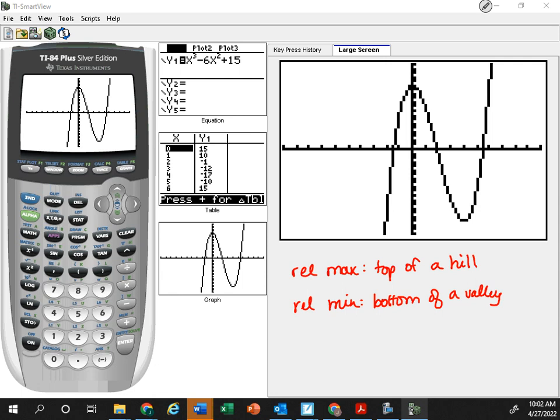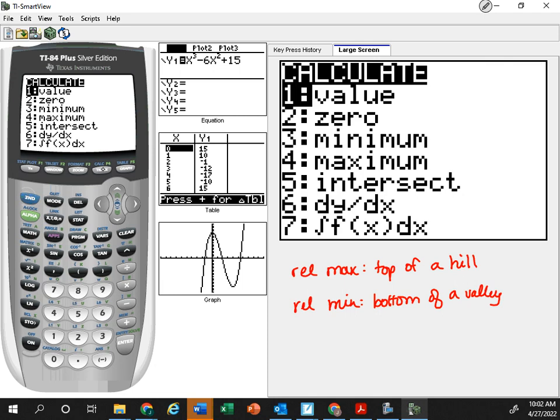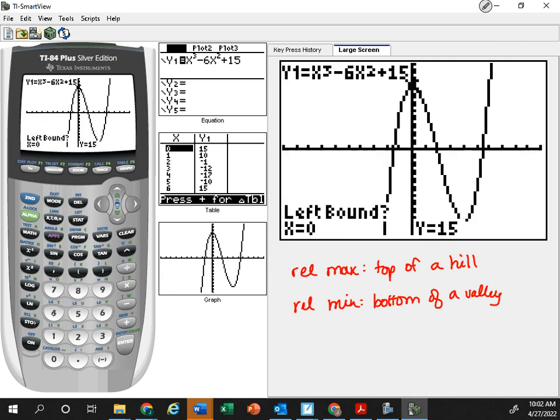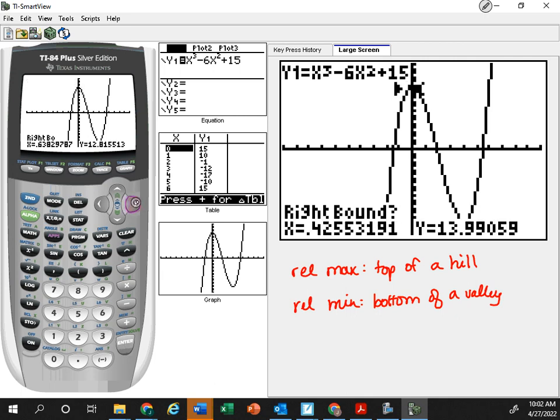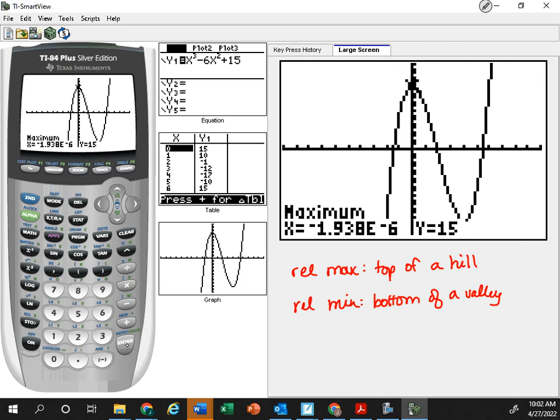So if you push second trace, it takes you into the calculate menu. I'm going to find the maximum first, which is number 4. It says left bound and a question mark. That just means be on the left side of the max, so left of the max. You don't have to be just perfectly right next to it, just anywhere on the left side of it, okay? And I push enter, right bound. I just want to be somewhere past it on the right side, push enter. And then your calculator is saying, do you want me to guess for you? Yes, I would like you to guess, so I push enter again.